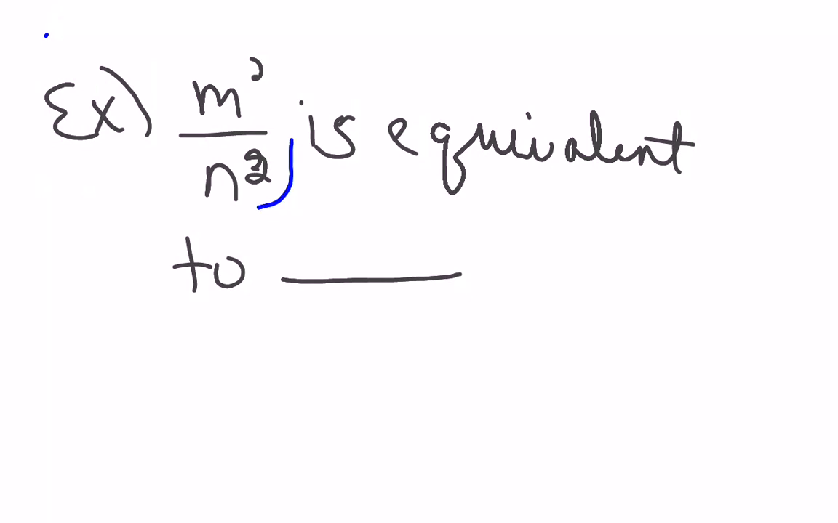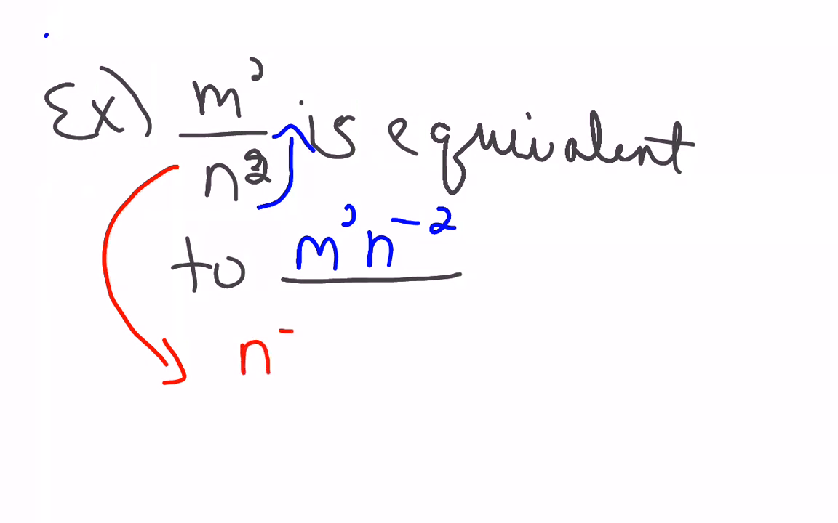I can bring this up by making it a negative exponent. So this could be m squared n to the negative 2. The other way that this can be rewritten is both of them become negative, which means the m goes down and the n goes up. So I would have n to the negative 2 over m to the negative 2. Both are equally correct.